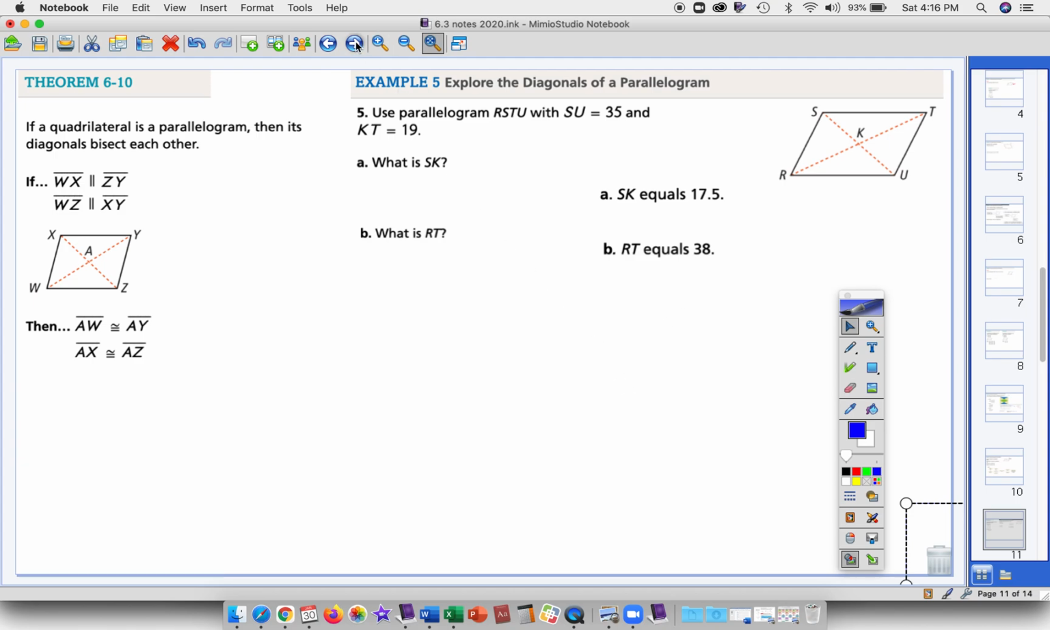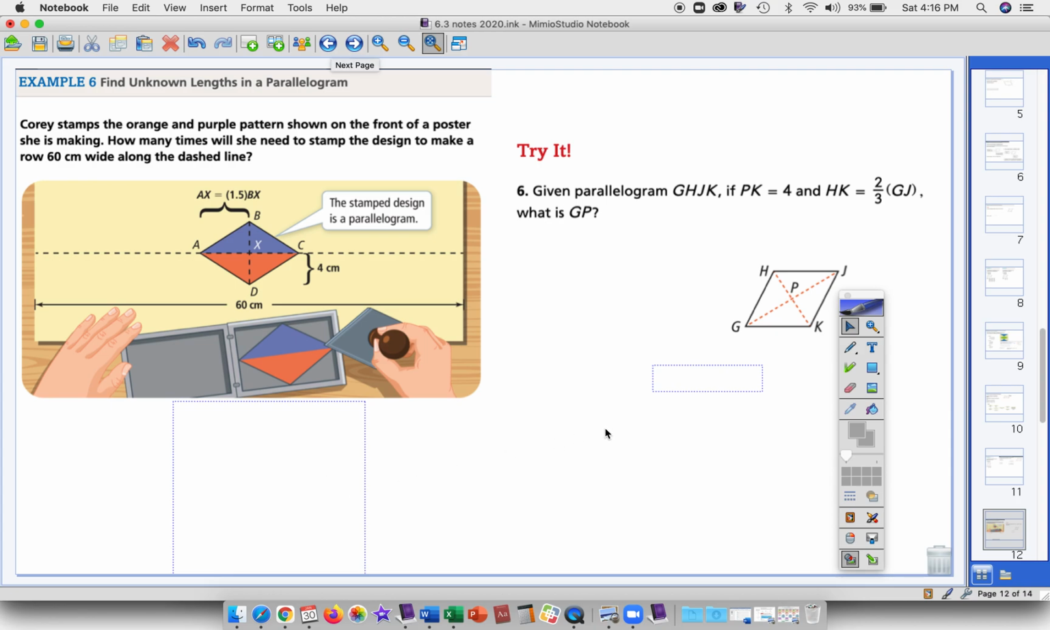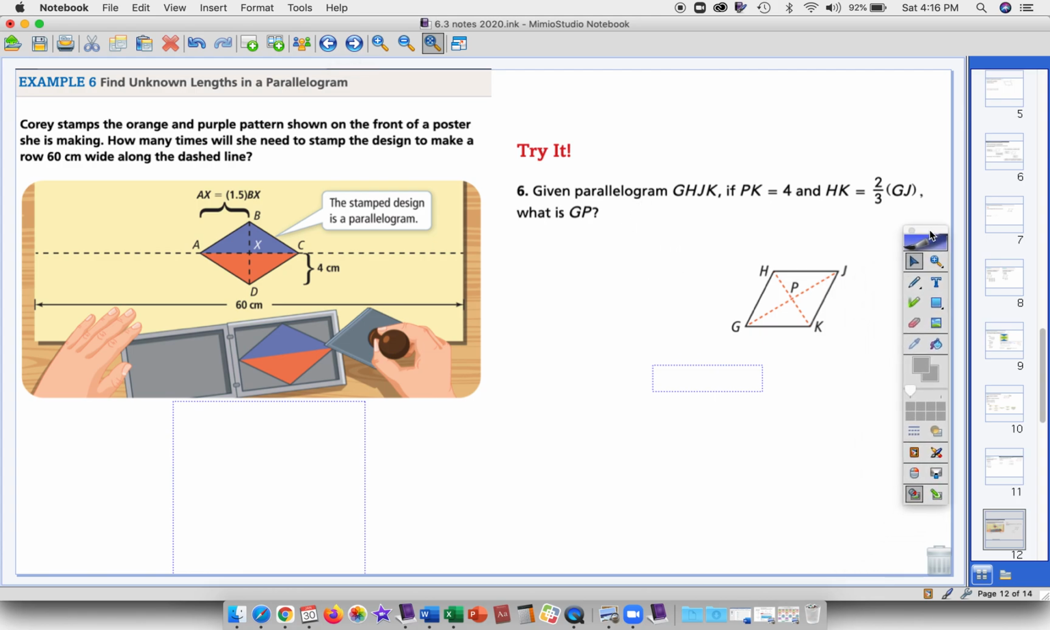Example 6, find unknown lengths in a parallelogram. So read through this example, give it a try, and I'd also like you to try this try it. Pause the video again, and when you're done, come back and we'll compare. Okay, so this one we're going to go over a little later. This one, hopefully you got GP is equal to 6.